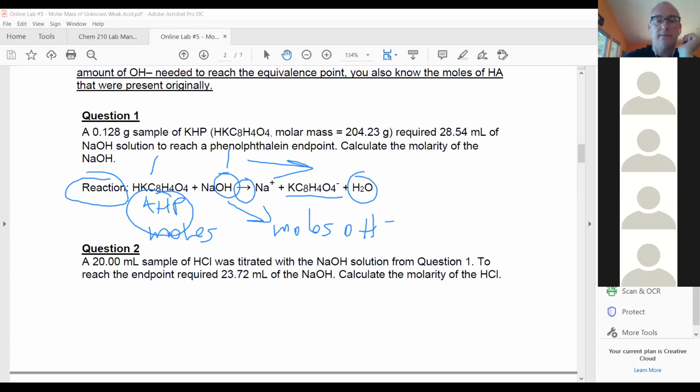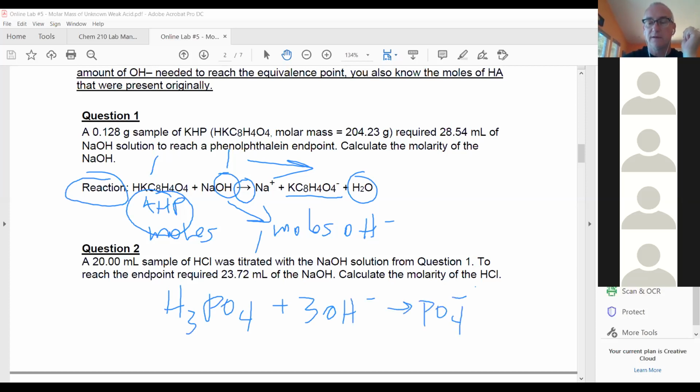Exactly, it's a 1-to-1 ratio. That's not always going to be the case because some acids have more than 1 hydrogen. For instance, phosphoric acid has 3. So I would need 3 moles of hydroxide ion to convert that to phosphate and 3 moles of water.